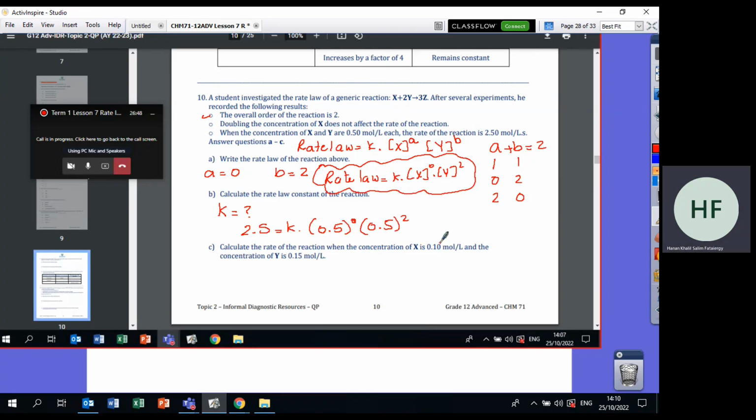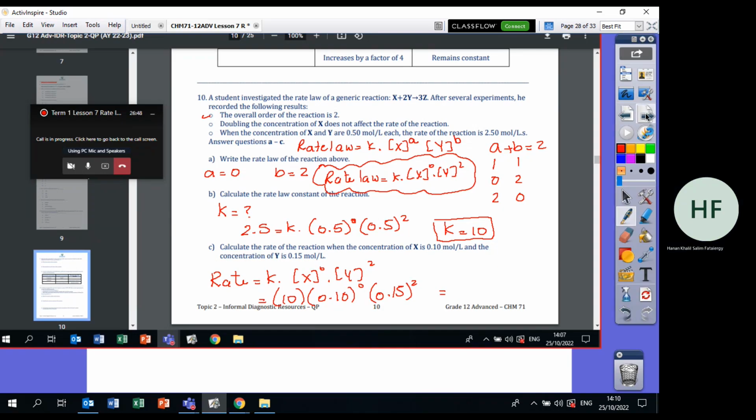Now calculate the rate of the reaction when X is 0.10 and the concentration of Y is 0.15. I think here K is 10. Now calculate the rate. So we want the rate. Also, we will not invent rules. The rate is given here. The rate is equal to K times X power 0 times Y squared. K is 10, X is 0.10 power 0, Y is 0.15 squared. And then we can find the final answer.